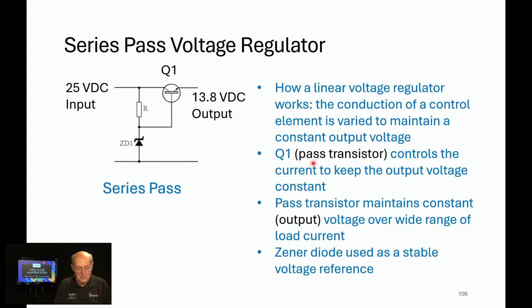Q1, which I said was the pass transistor, controls the current to keep the output voltage constant. Q1, the pass transistor, maintains a constant output voltage over a wide range of load current. So the transceiver might go from 500 milliamps to 13 amps from receive to transmit, for example. So it's going to hold that right at 13.8 volts. And then the Zener diode is used as a stable voltage reference. Lots of pool questions there, all on this one circuit.